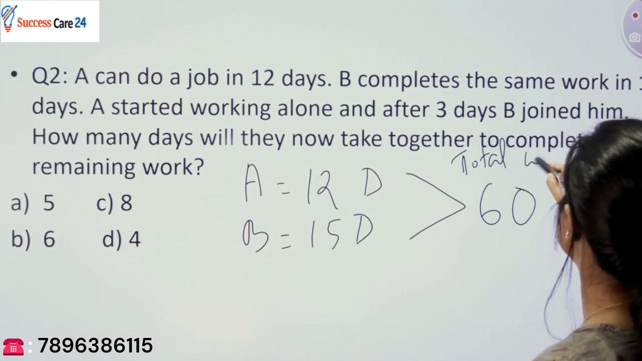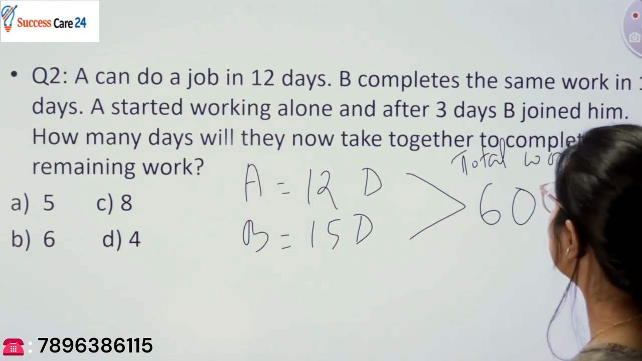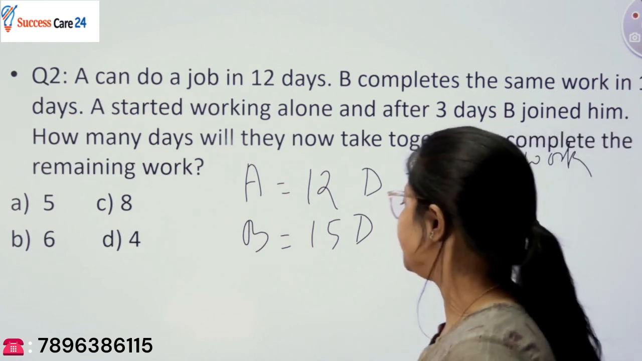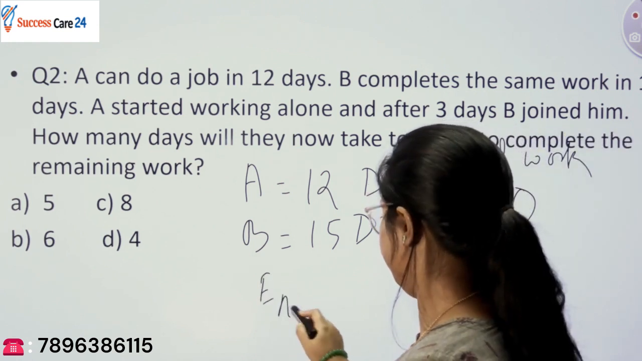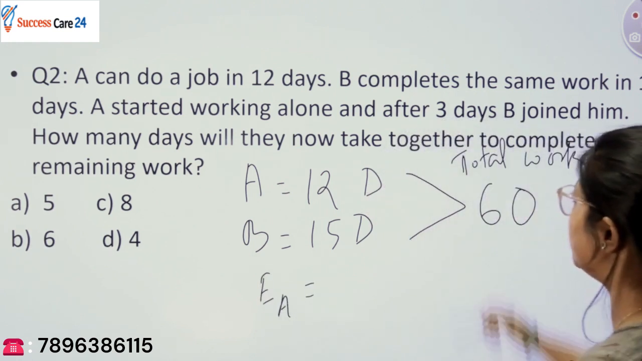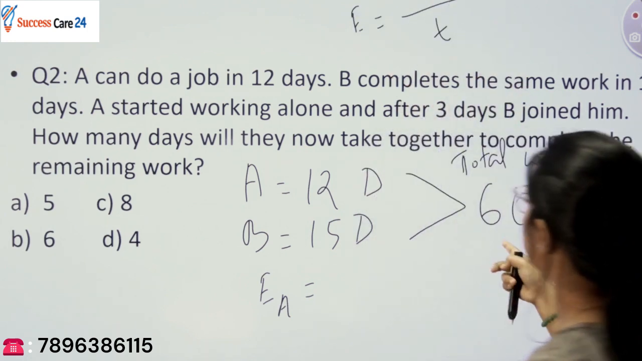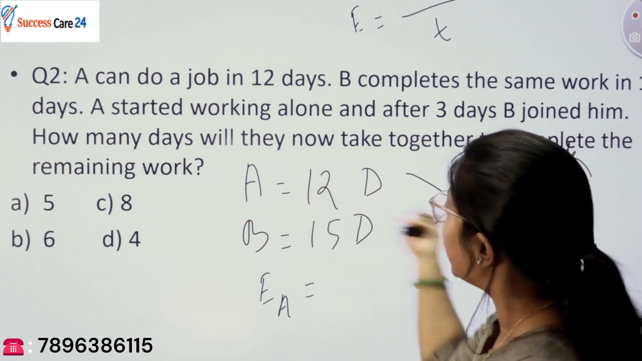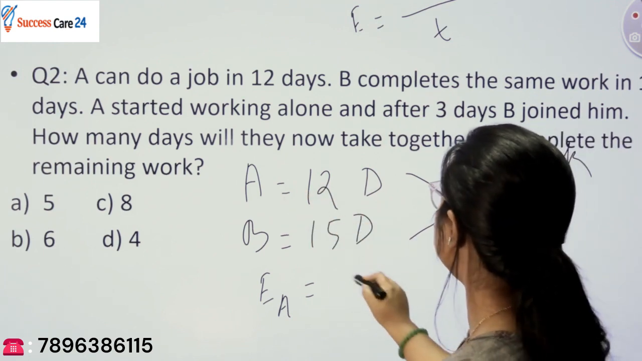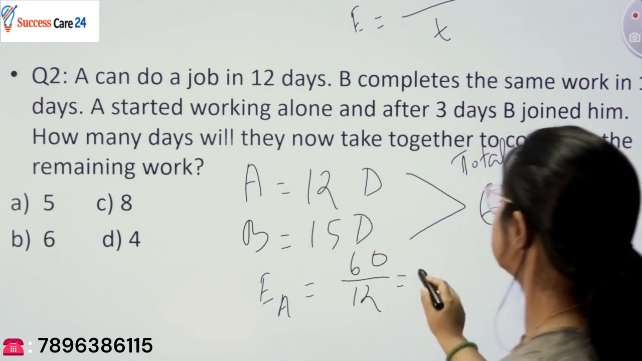Alright. So this is your total work. Total work is 60. Then the efficiency of A will be how much? The efficiency formula was total work by time. Total work is 60, and the time taken by A is 12. That means efficiency would be 60 by 12. That means 5.